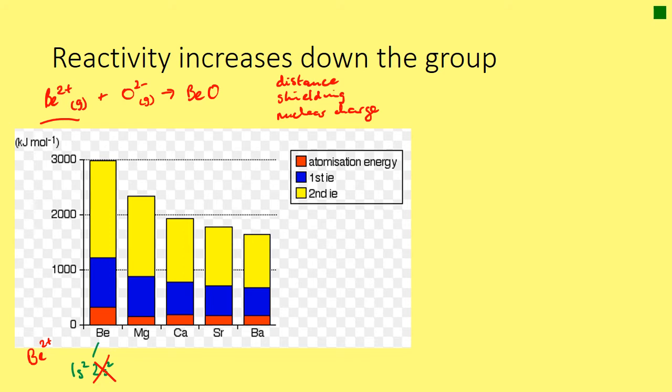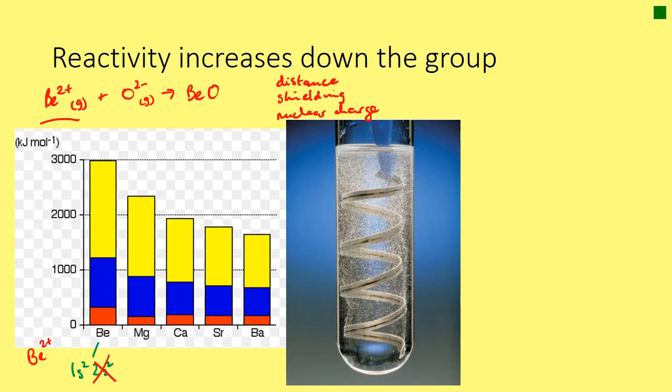Okay, so there's our trend in reactivity. Let's just illustrate it with a couple of pictures. Here's magnesium reacting with some dilute hydrochloric acid, I'd say, and you get some bubbles coming off there. Those bubbles will be hydrogen, if I've got the hydrochloric acid fact correct.